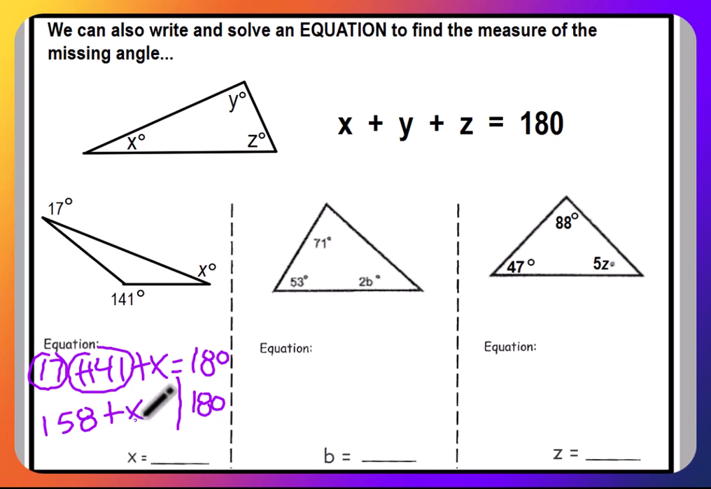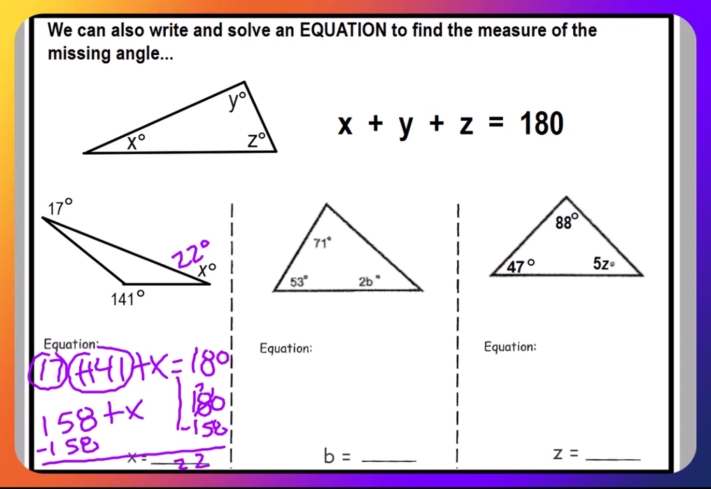Now solve. Isolate the x, the variable. We need to remove the 158. So the opposite of adding 158 is to subtract 158. What you do to one side, you do to the other. And you're going to get that x equals, let's borrow, subtract, 10 minus 8 is 2, 7 minus 5 is 2. X equals 22 degrees. So that is the measure for this angle right here.